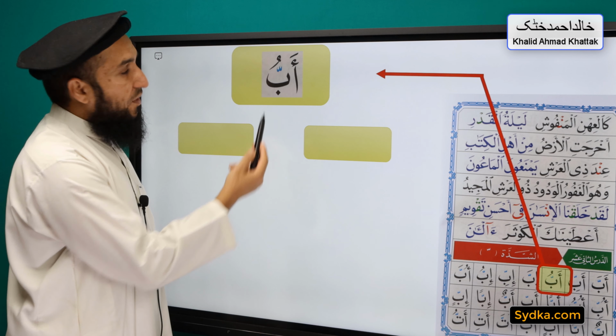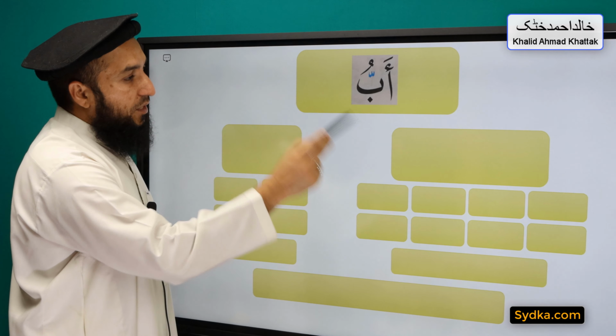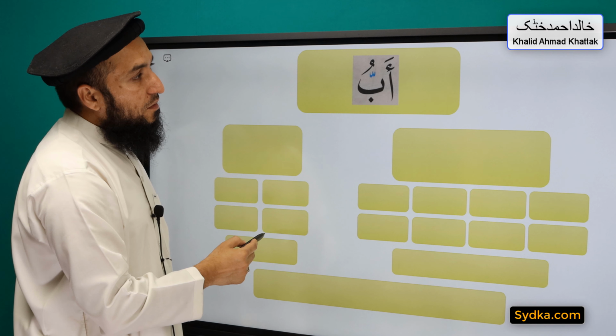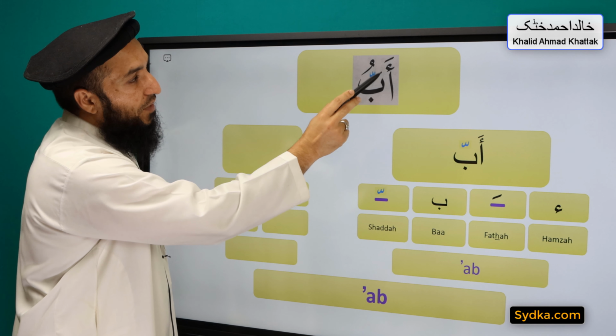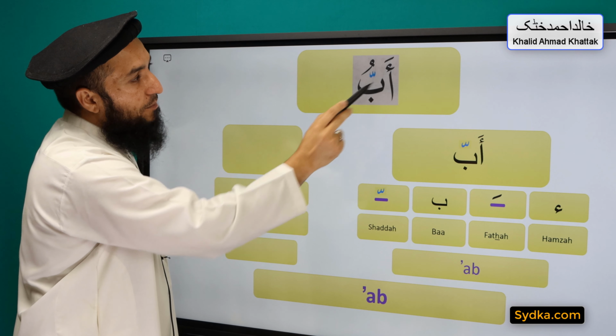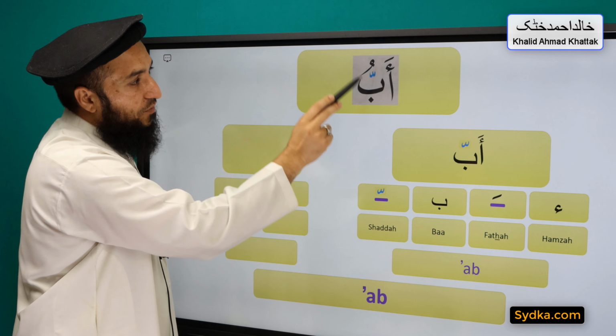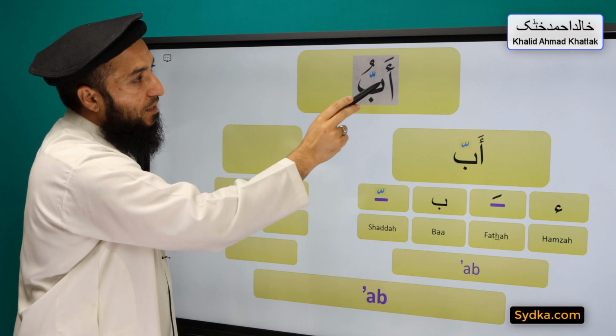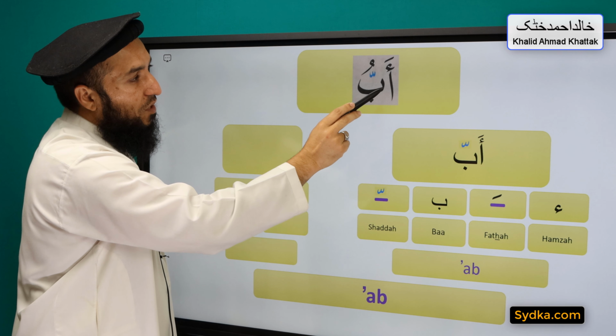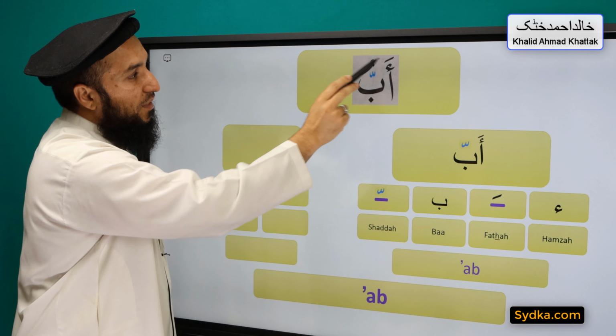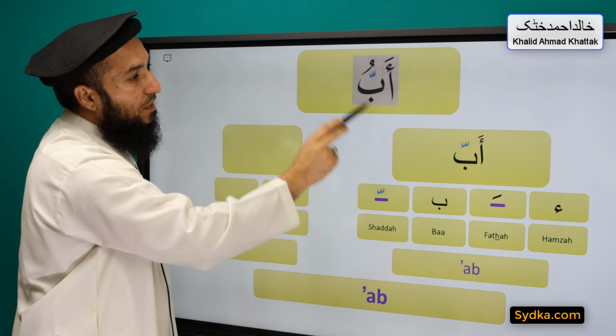The next word we have is Abbu, and it can be divided into two syllables. The first syllable we have is Hamza Fatha Ba Shadda Ab. Hamza is a light letter, it has Fatha on top of it, it is followed by Ba. Ba has a Shadda. This alif is used as a chair for Hamza and it is silent. Hamza Fatha Ba Shadda Ab.